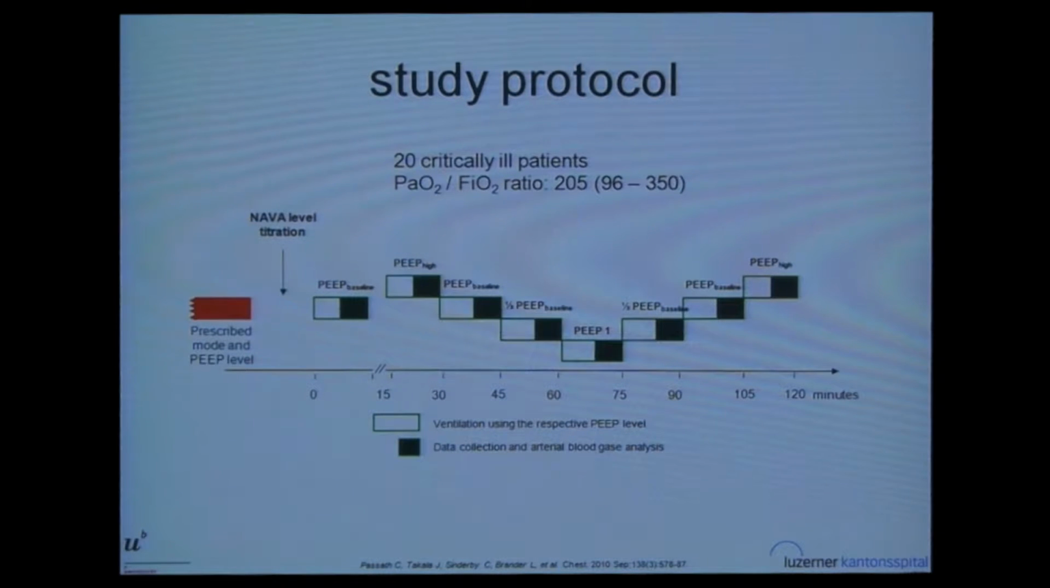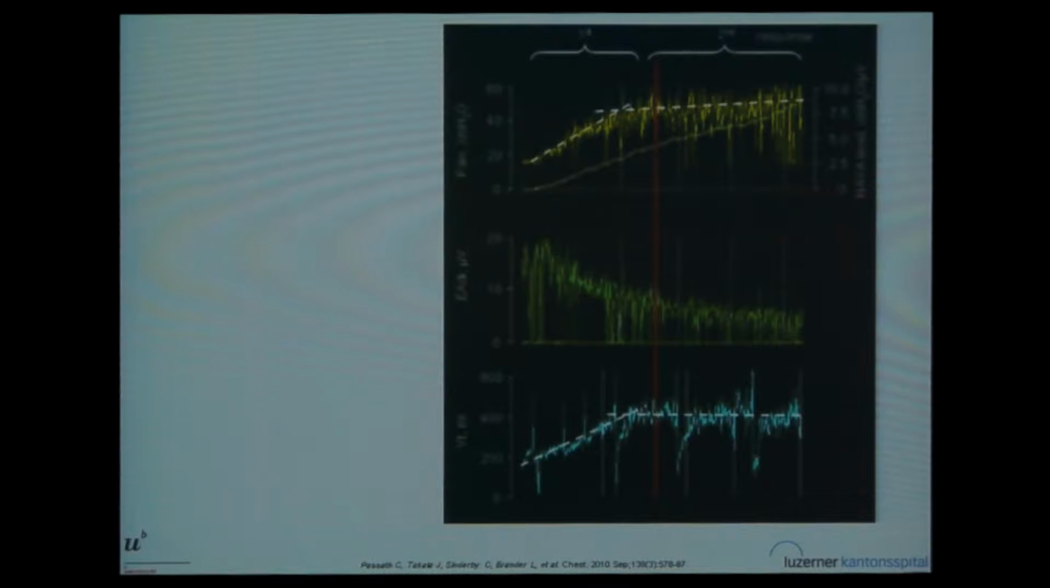What we did in this particular study is we set up a very simple protocol. Again, we performed a NAVA level titration procedure to identify an adequate level of assist with NAVA. We then used the baseline PEEP level, just a level that was used before by the clinicians, and then increased the PEEP to a high level, which was 20 centimeters of water, decreased the PEEP stepwise to a lowest level of 1 centimeter of water, and went back up again to the high level to just exclude time effects. Each period was applied for about 15 to 20 minutes, and in the end of the period, we just collected available data.